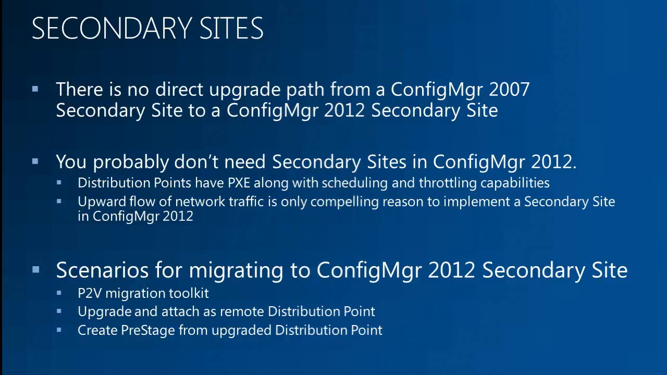But I would really challenge all of you to think about why you would even need a secondary site in 2012. Really, the only reason is to control the upward flow of traffic. Outside of that, there's really no compelling reason, because PXE, scheduling, and throttling are all attributes on a distribution point. So I really challenge you to think about why you would need thousands of secondary sites for those particular things. Again, the majority of our TAP customers went to distribution points exclusively.